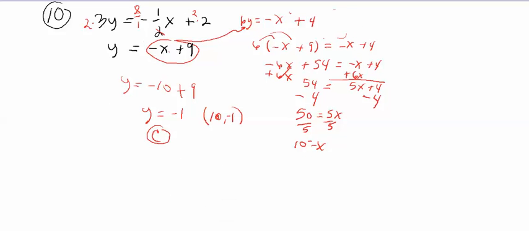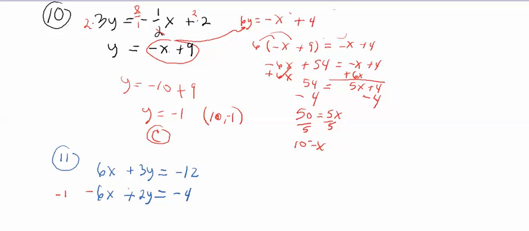Okay, so now I'm going to go to number 11. Number 11 says use elimination. If you prefer substitution, you can do that. Let's write the problem down and we'll evaluate. So I have 6x plus 2y is equal to negative 4. Okay, elimination method will work nicely. I'm going to multiply everything by a negative 1. This becomes a negative 6, a negative 2, and a positive 4.